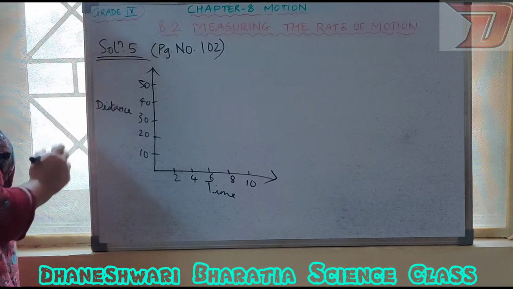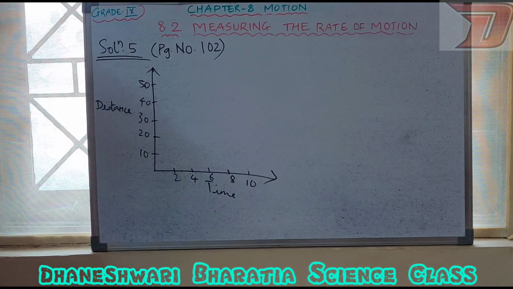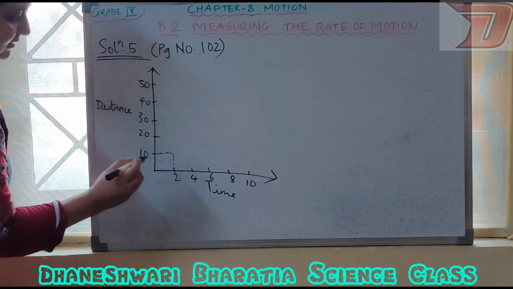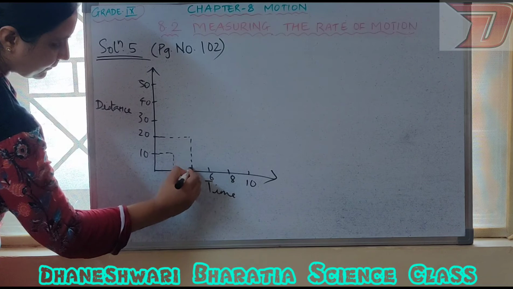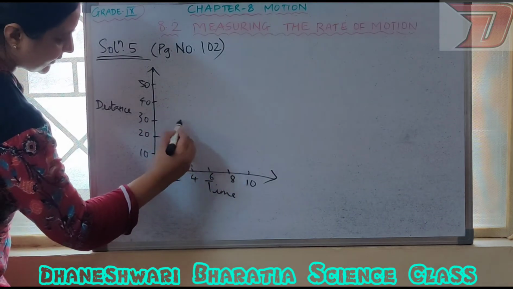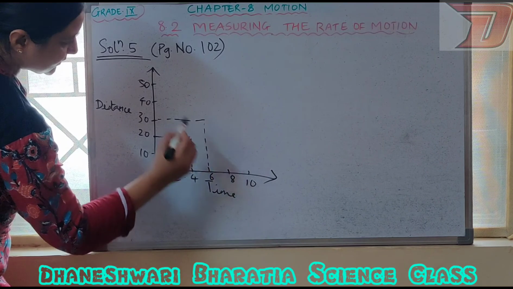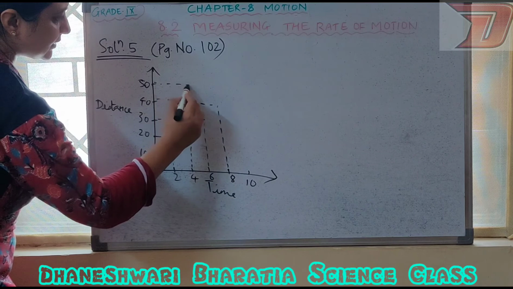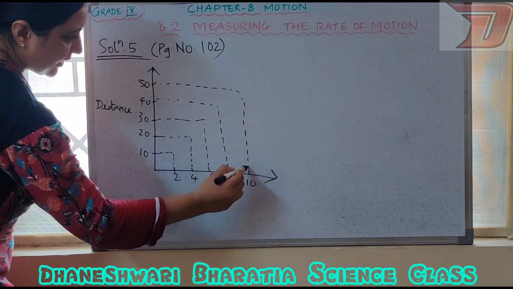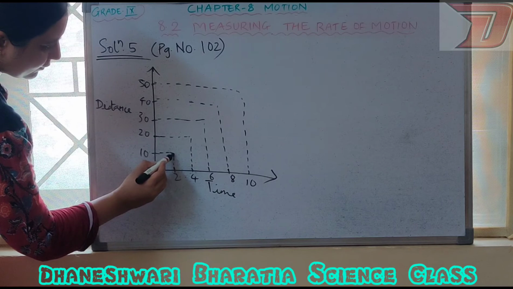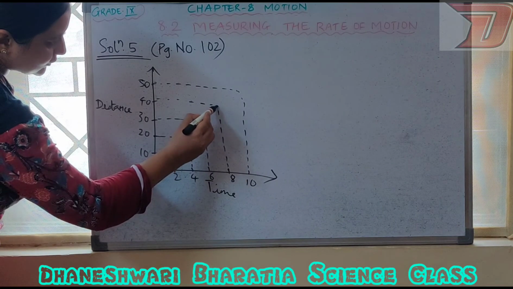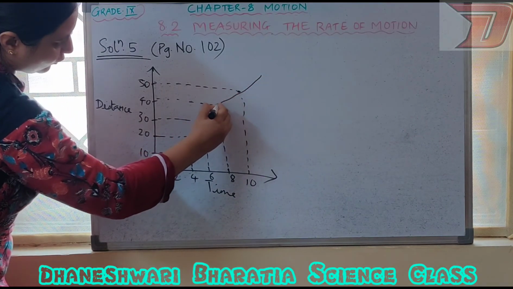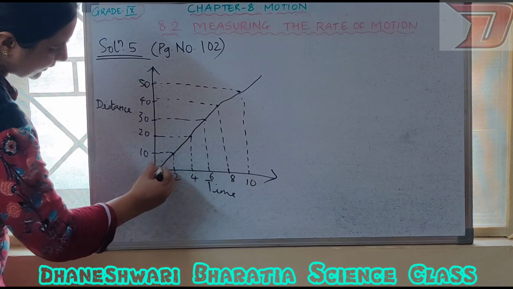Suppose one car is moving at a constant speed. I can say that in 2 seconds it is covering 10 meter distance, in 4 seconds it is covering 20 meter distance, in 6 seconds it is covering 30 meter distance, and so on. That is, every 2 seconds the distance is increasing by 10 meters, isn't it? Now if we connect all these points, it will form a straight line, isn't it?